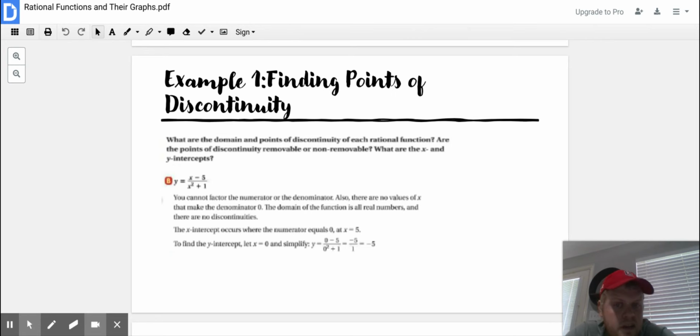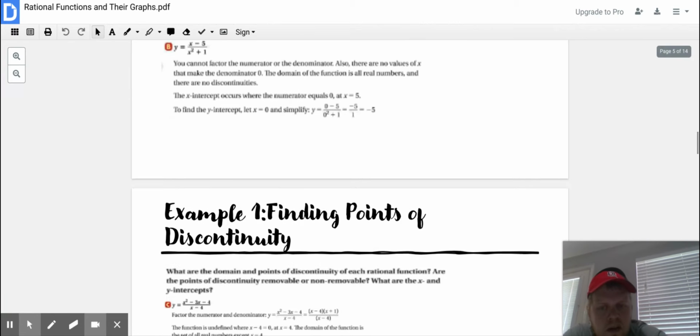Okay, so that means the domain of this function is all real numbers, and that means there are no discontinuities. Then the x-intercept, which is the top part where the numerator equals 0, is going to be x equals 5. Remember, that's how you find the x-intercept: you go to the numerator, set it equal to 0, and it should equal 5. To find the y-intercept, go back to your original equation, plug in 0 and simplify. So again, we're left with 0 minus 5 over 0 squared plus 1, which simplifies down to y equals negative 5.